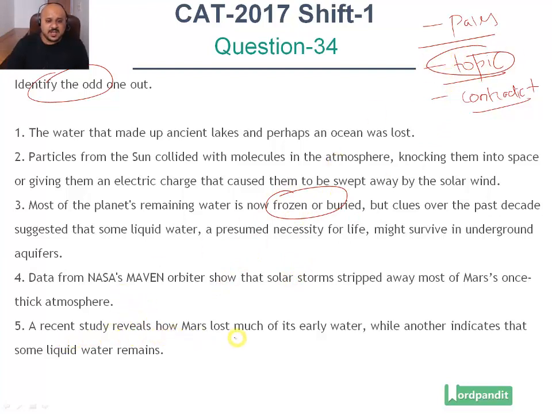A recent study reveals how Mars lost much of its early water, while another indicates that some liquid water remains. Data from NASA's MAVEN orbiter shows that solar storms stripped away most of Mars' once thick atmosphere. So statements number 5 and 4 are generic opening sentences, the pair of sentences which introduces the topic to us. In this case, what happened in the solar storm?